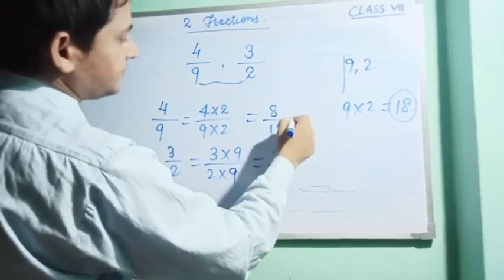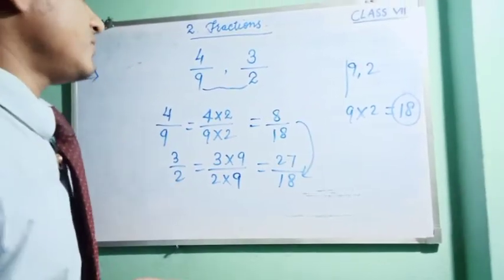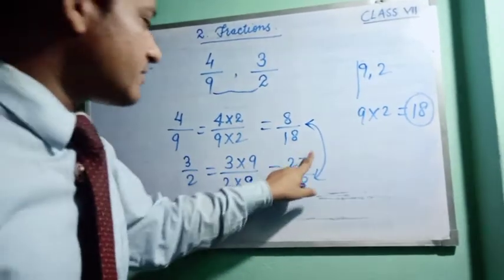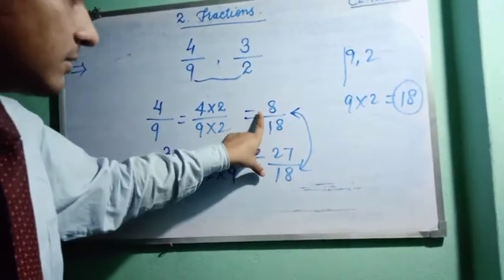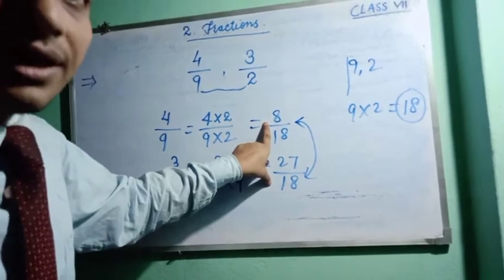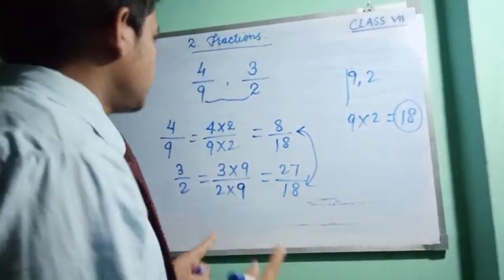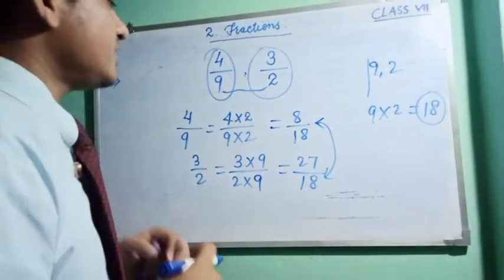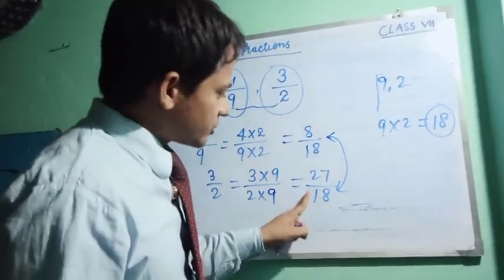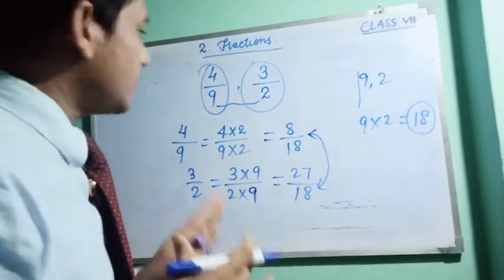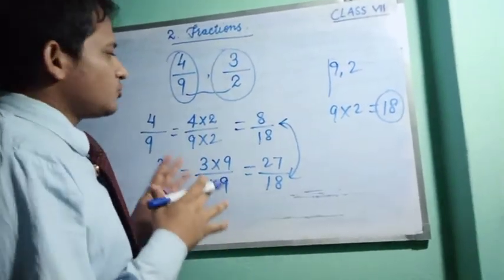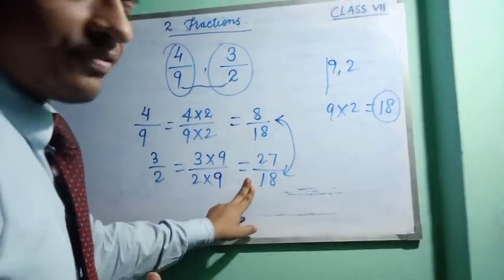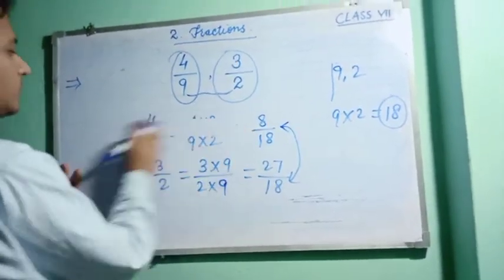Now have a look closely: 8 by 18 and 27 by 18. These become like fractions. The given fractions were unlike, and we have changed them into like fractions. So this is the method of changing unlike fractions into like fractions. Okay guys, I hope you understood.